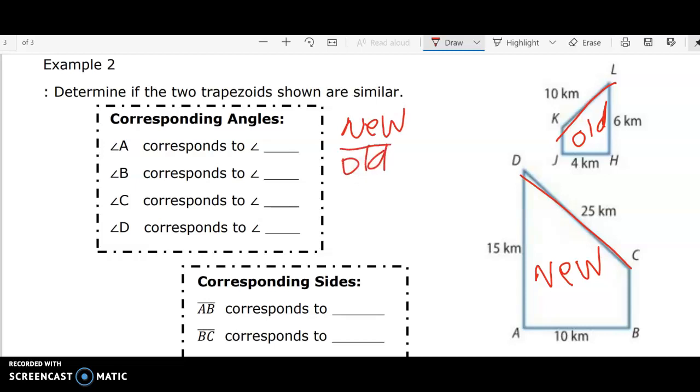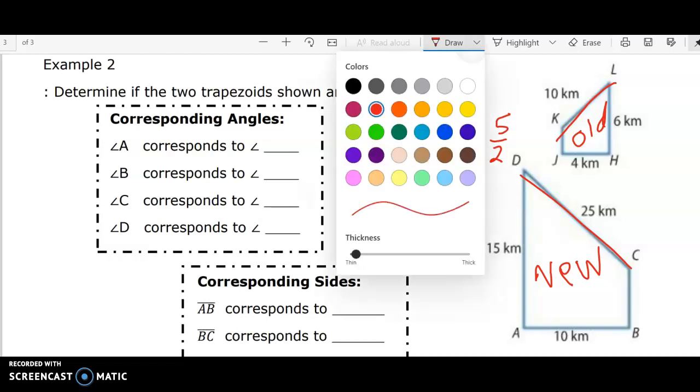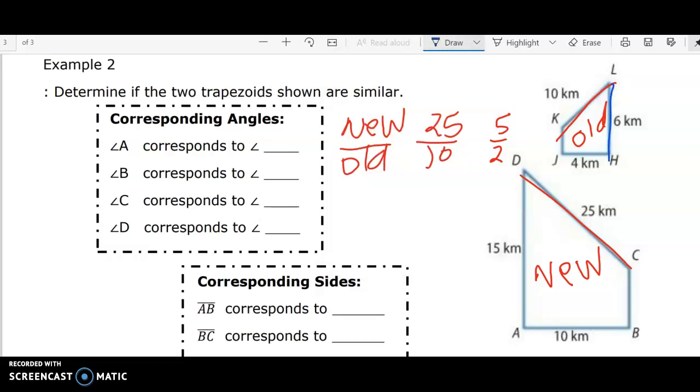Okay. So new slanty side is 25, old is 10. Both of those are divisible by 5, so that's 5 over 2. Okay. So then I'm going to take the long side and the long side, and new is 15, and the old is 6, divided by... both of those are divisible by 3, and so when I simplify that fraction, it's 5 over 2. So far it works out.